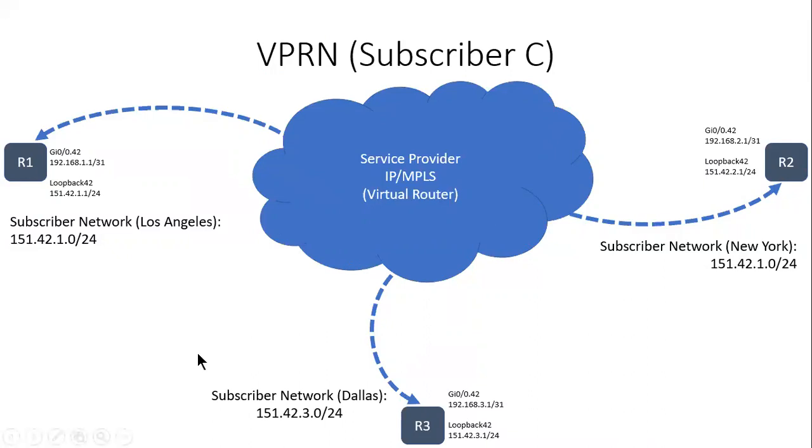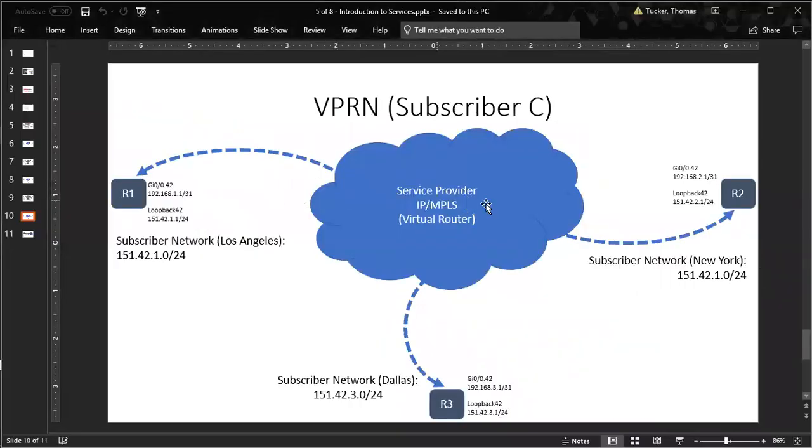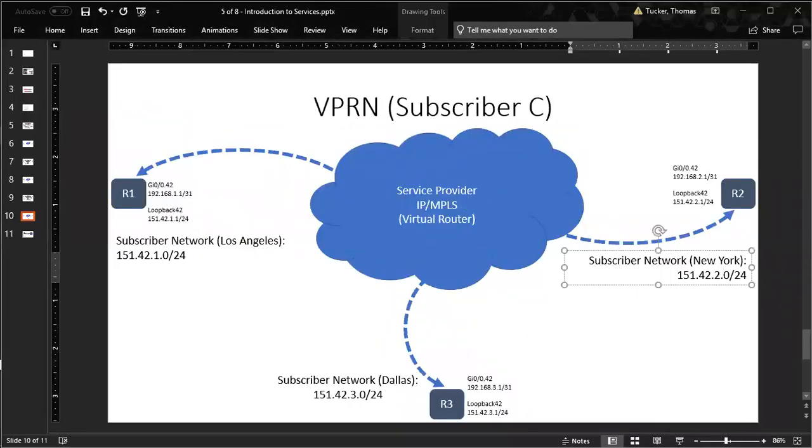So on R1, we've got a dummy network, 151.42.1.0/24. That's the subscriber's network in Los Angeles. And the subscriber also has another network in Dallas, 151.42.3.0/24. And their network in New York is 151.42.1.0/24. It should actually be 42.2. If I don't change it now, I'll forget.